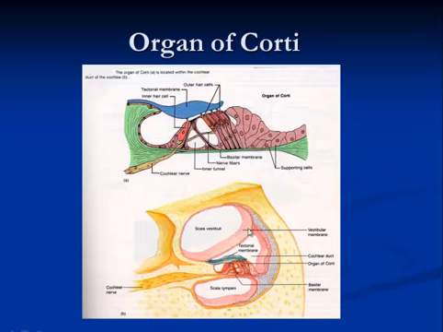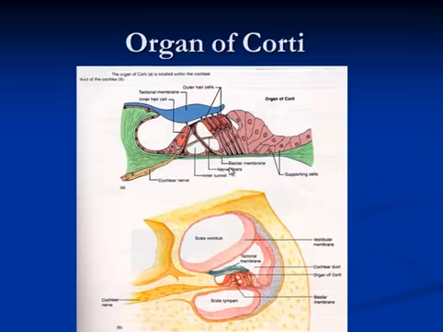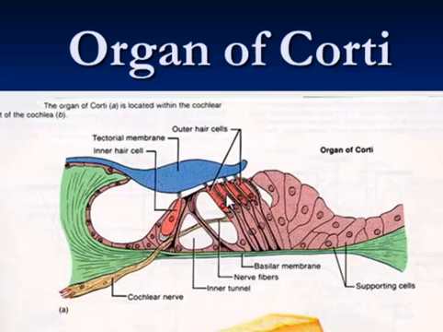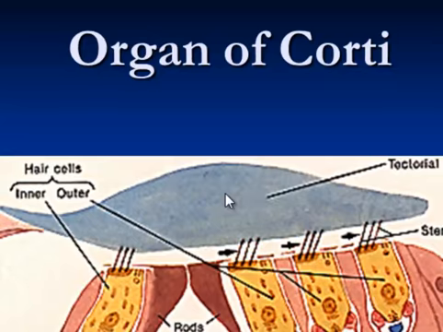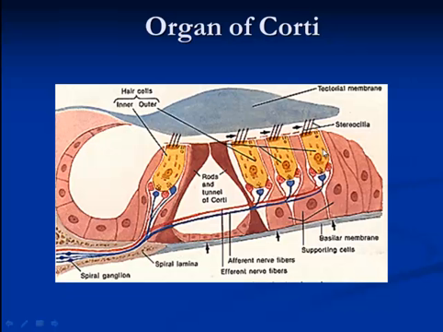Okay, so there are the fluid-filled chambers. Here's the tectorial membrane. Here's the basilar membrane, which moves up and down. Here are the hair cells. Let's magnify that a bit. And you can see these are neurons. These hair cells are neurons.